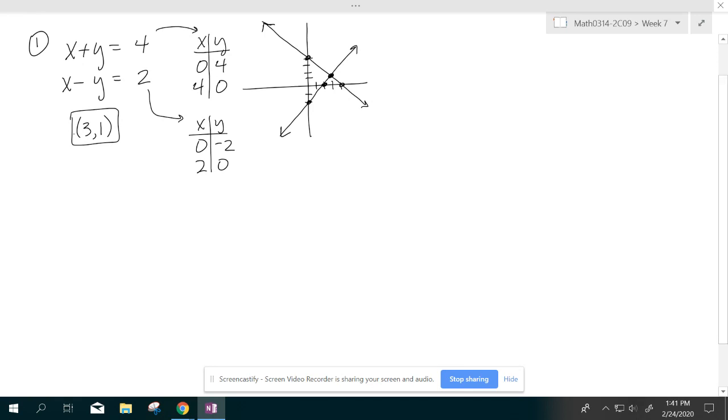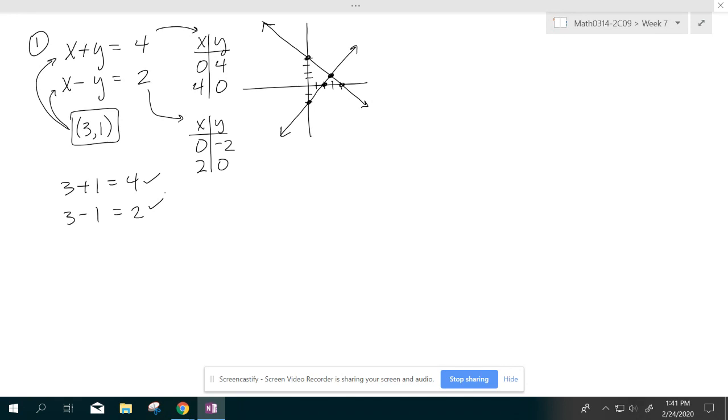And so we're going to plug this into the first equation. 3 plus 1 equals 4. Is that true? And then we're going to plug it into the second equation. 3 minus 1 equals 2. And is that true? If they both work out, then you verify that that is the point of intersection. Everybody see that?